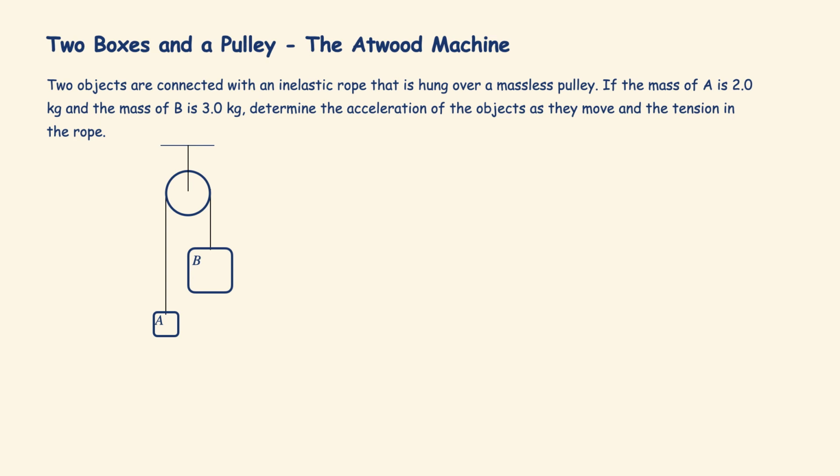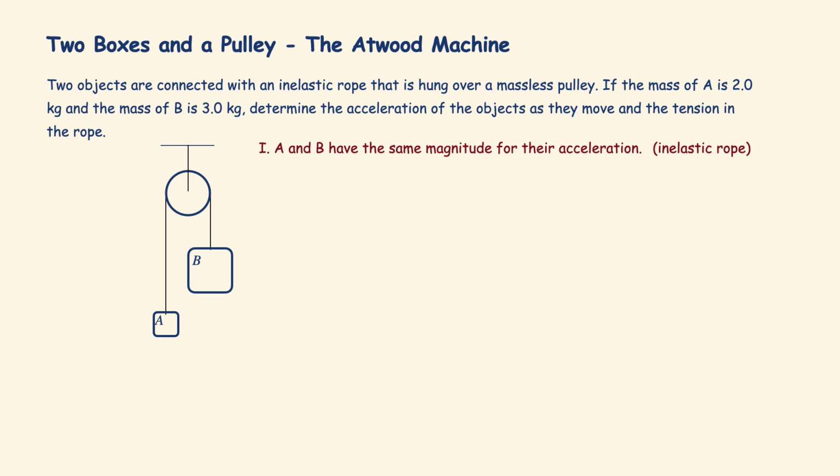First, let's start with a couple of facts. The first thing is that as B is falling down and A is going up, both objects have the same magnitude for their acceleration. Yes, the vector is different. In fact, it's in the opposite direction, but in terms of magnitude, they're moving with the same acceleration. And that is because the rope is inelastic. The rope does not stretch, so it kind of couples their motion.